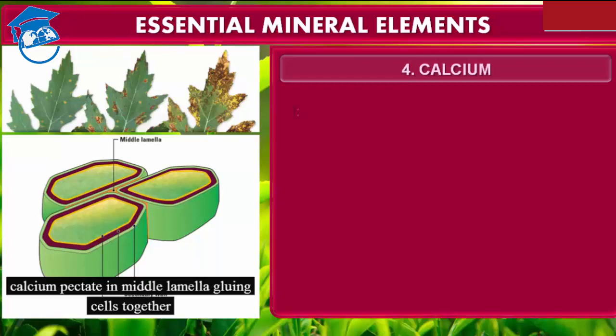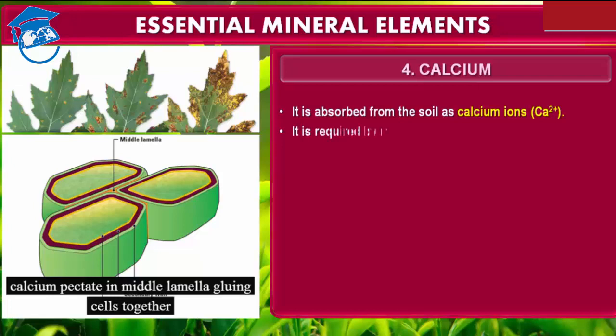Now come to calcium, which is another most important macronutrient, students. It is absorbed from the soil in the form of calcium ion, Ca2+. Calcium is required by meristematic and differentiating tissues. During cell division, it is used in the synthesis of the cell wall, particularly as calcium pectate in the middle lamella, gluing cells together. That means it holds all the cells together.